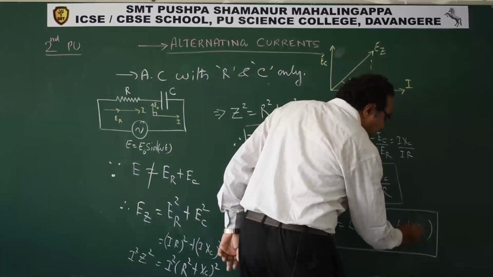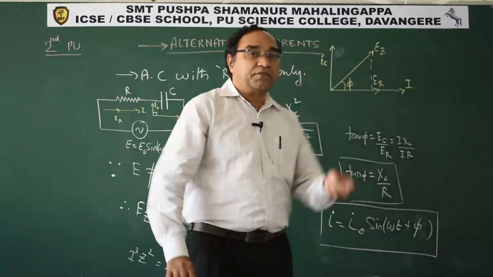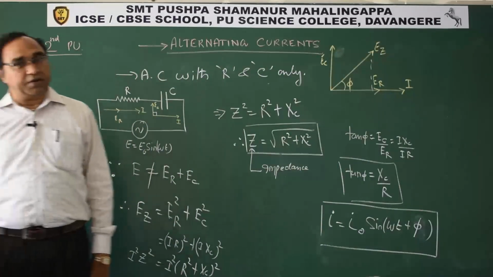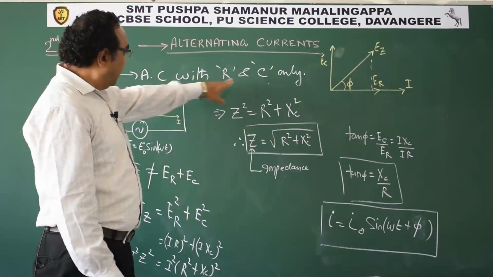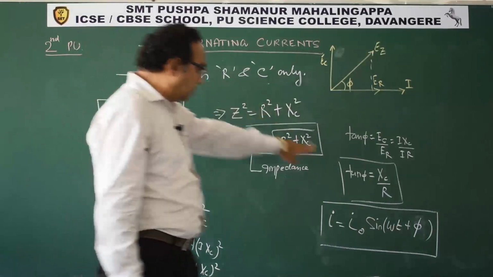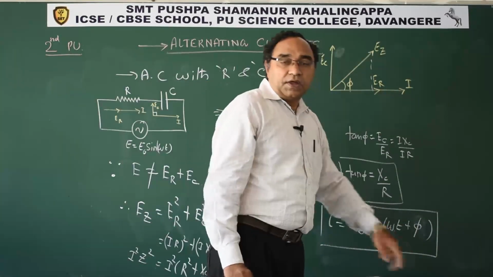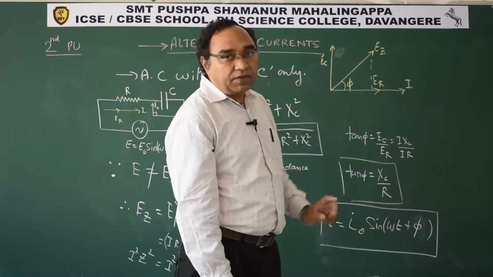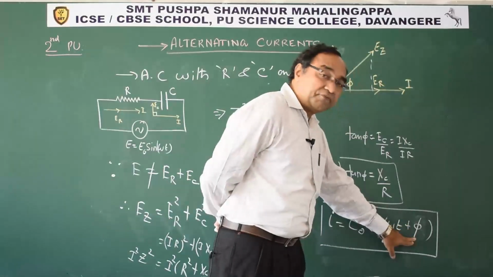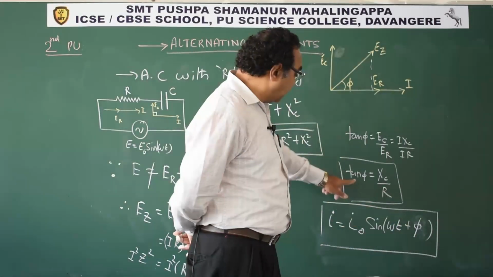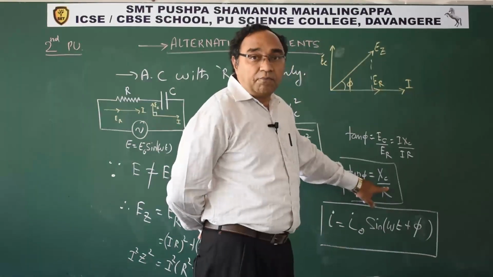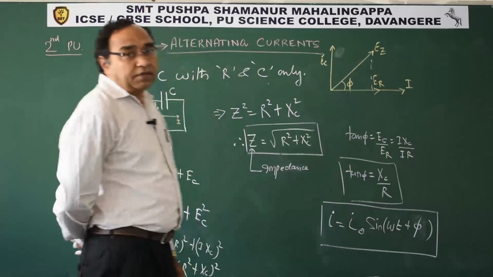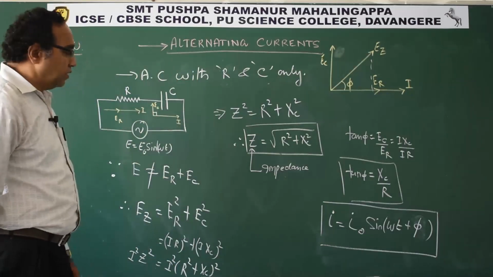This pi by 2 will be phi, because if it is a purely capacitive circuit, we say plus pi by 2. It is a capacitor with a resistance combination, so here it will not be pi by 2. It will lie between 0 and pi by 2. When it lies between 0 and pi by 2, that angle is phi. How will you define phi? Tan phi is given as XC by R. From this equation we will get the value of phi that we will substitute here. That is how we can find the expression for current.